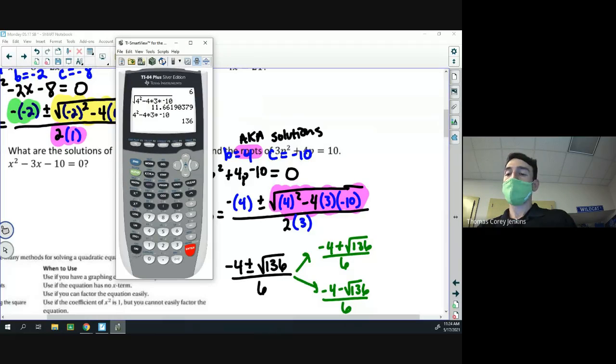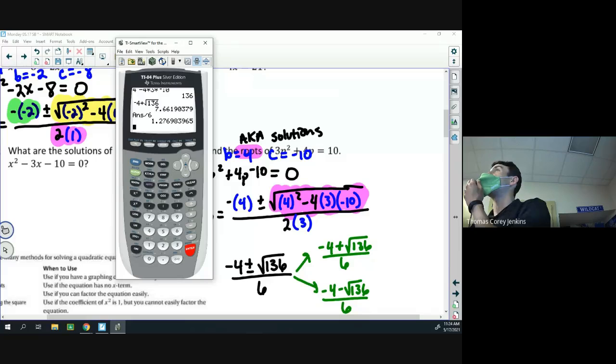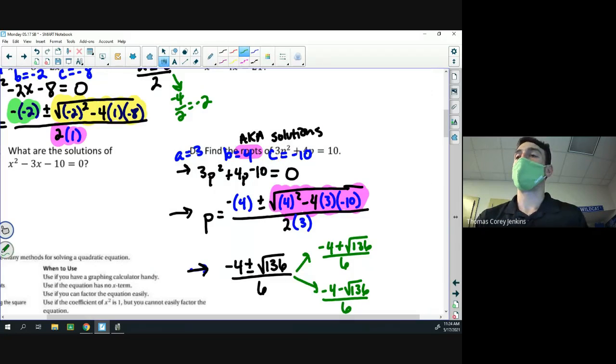Looking at the top one, you go negative 4, and then plus square root of 136. And then I'd go ahead and hit enter at that point, so you're not doing too much. Then we can hit divided by 6, and we're not rounding until the very end that way. On Math Excel, they have you round to the nearest hundredth, so that's what we'll do here. So it's between 1.27 and 1.28, a little bit closer to 1.28. So that'll be one solution, about 1.28.